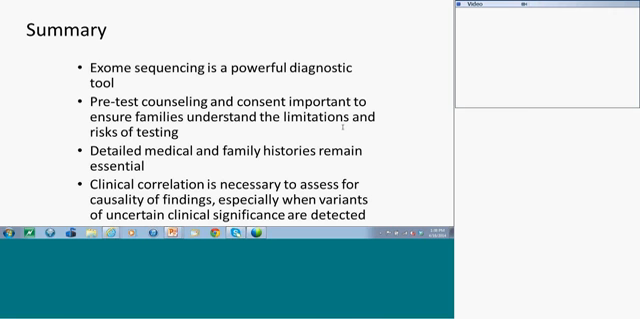to assess whether or not a finding is causal, causing the disease, or it is not causal, it is benign, for the future, especially when variants of uncertain clinical significance are detected. Your physician has to discuss this in detail with you and see what would be the plan for follow-up on those variants of uncertain clinical significance.